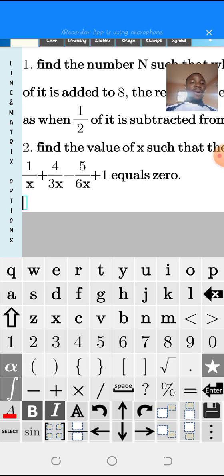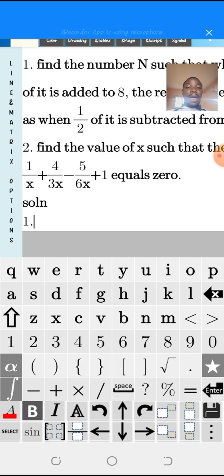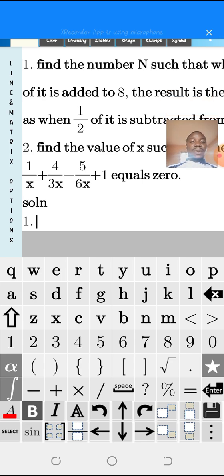We'll be talking about simple equations in continuation today. So we have some examples here. Let's begin with the first one. Solution one. The question came in the form of a word problem, so what we do here is rewrite it in terms of algebra so that we can solve.